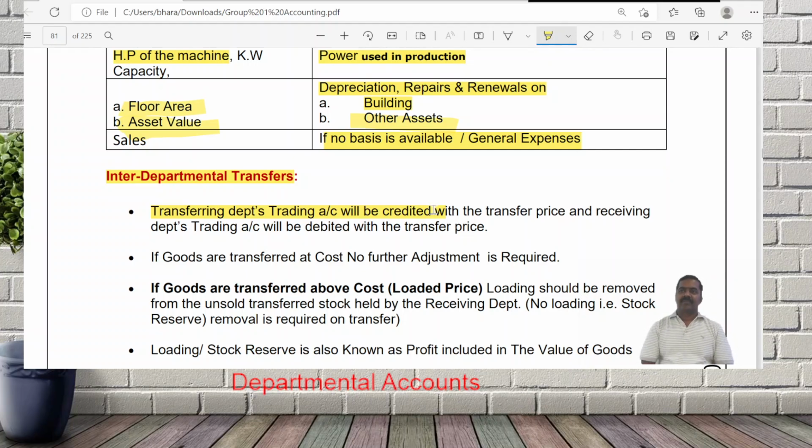Why? Credit the giver. It is like income for which department? Transferring department. For the transferring department, it is like income. At which price? Transfer price. Receiving department trading account will be debited at what price? Transfer price, because for the receiving department it is like an expense. Debit the expenses, or debit the receiver.